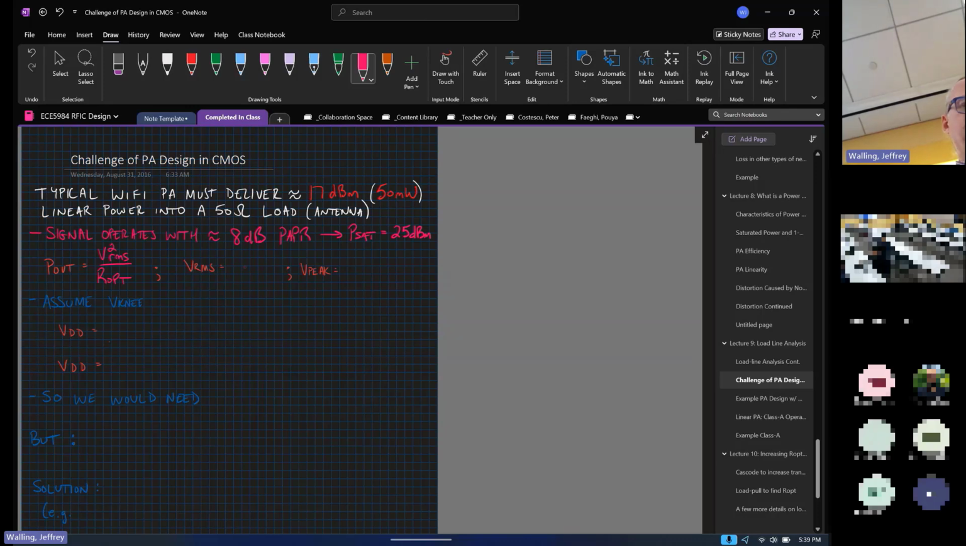The RMS voltage is equal to V peak divided by square root of 2, and V peak is equal to VDD minus V knee. We are going to assume V knee is negligible. So we're making this really very optimistic right now.